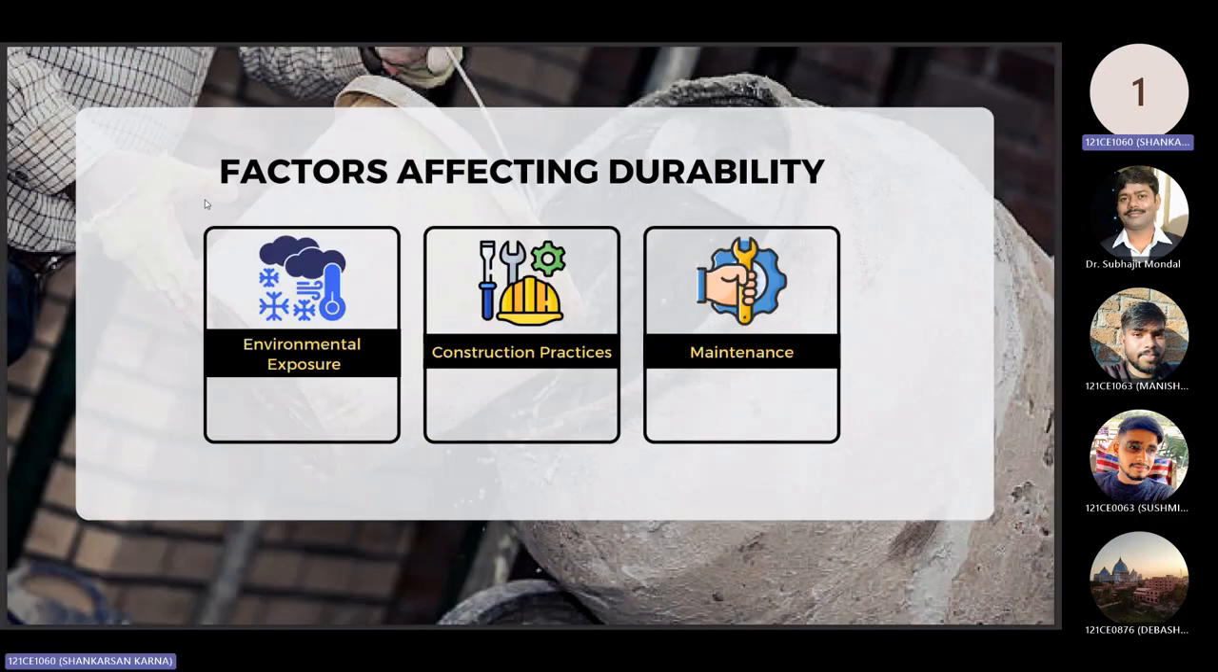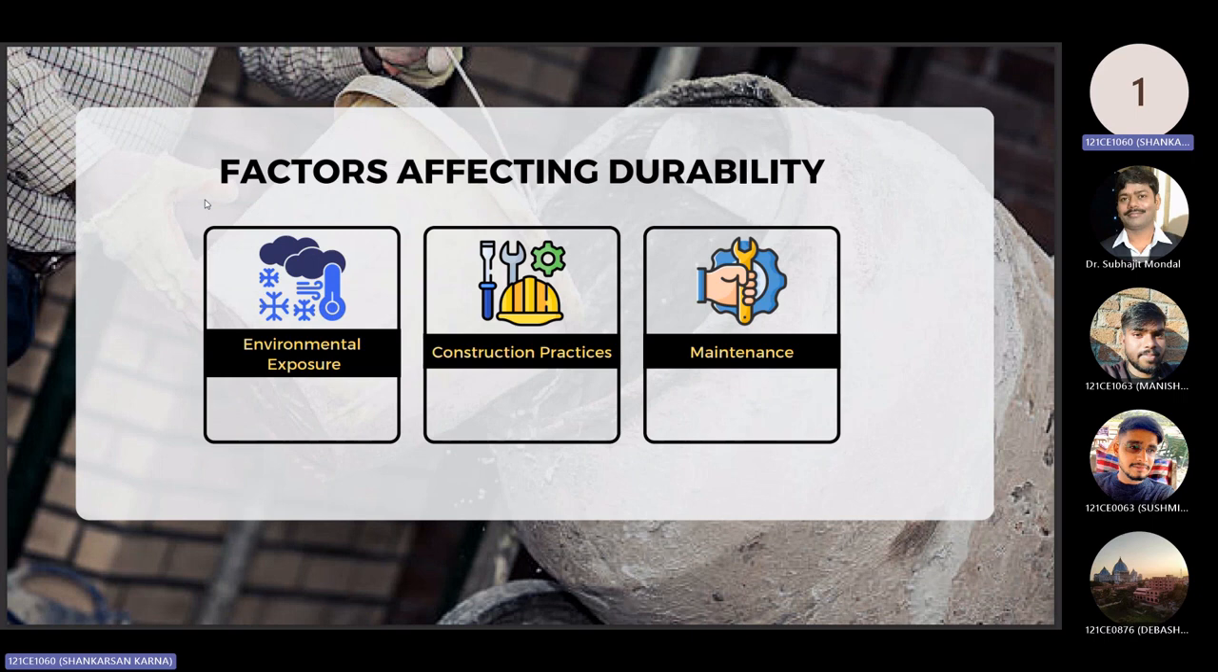So the next factor being the environmental exposure. Exposure to the environmental factors like the moisture or the temperature variations, or maybe different types of chemical attacks like the chloride ion attacks or the sulfate attacks. All of this affects the durability to a long extent.